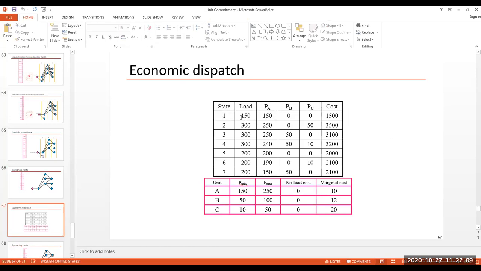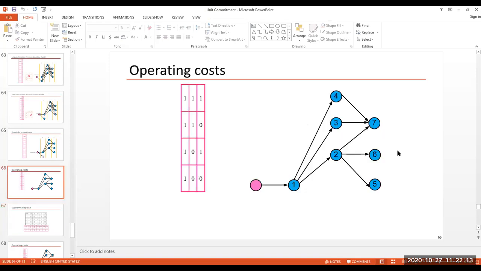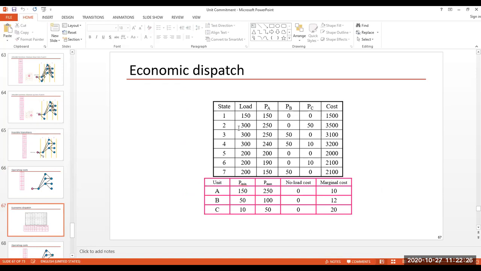States 2, 3, and 4 belong to our number 2. These 3 nodes, or these 3 states, belong to our number 2, so they will have a common load. In our number 2, how much load do we have? We have 300 megawatts. And the last 3 belong to our number 3, where we have a load of 200 megawatts. So in this way, we have listed them.